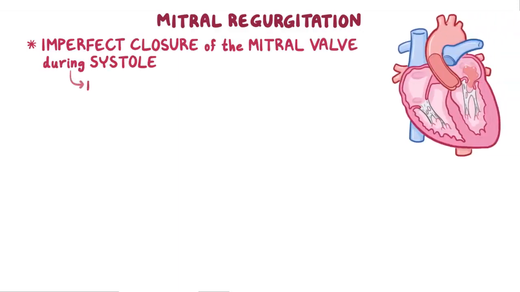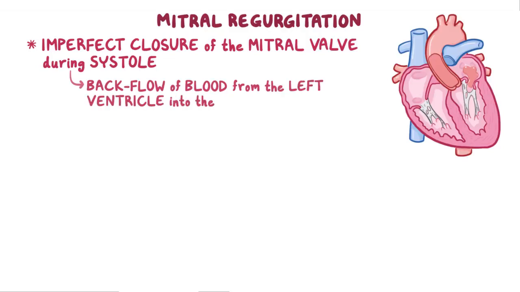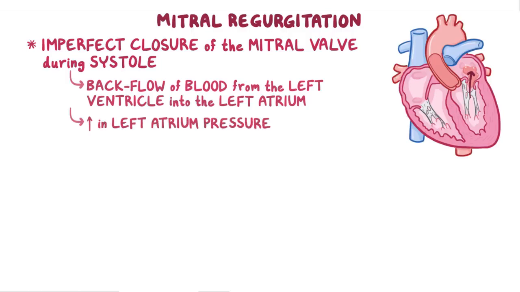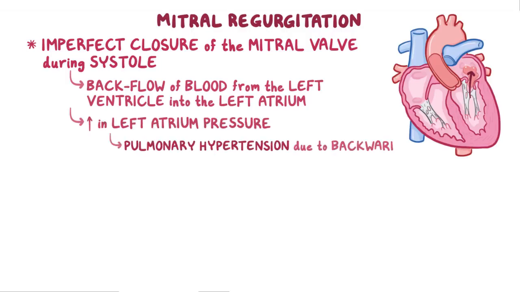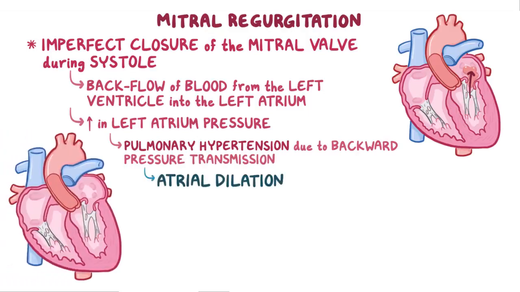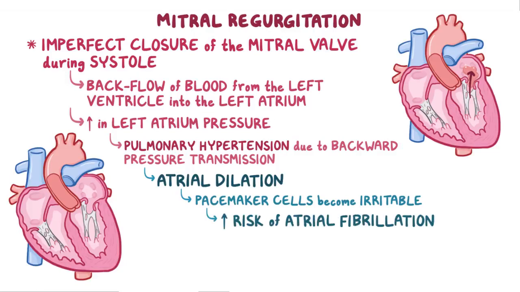Moving on to mitral regurgitation, it's caused by imperfect closure of the mitral valve during systole, which causes backflow of blood from the left ventricle into the left atrium. This volume overload leads to an increase in left atrium pressure, which can cause pulmonary hypertension due to backward pressure transmission, and eventually leads to atrial dilation. When that happens, the muscle walls stretch and the pacemaker cells that run through the walls become more irritable, increasing the risk of atrial fibrillation. And atrial fibrillation can lead to blood stagnation and thrombus formation, which can then flow into the systemic circulation, potentially leading to a stroke.